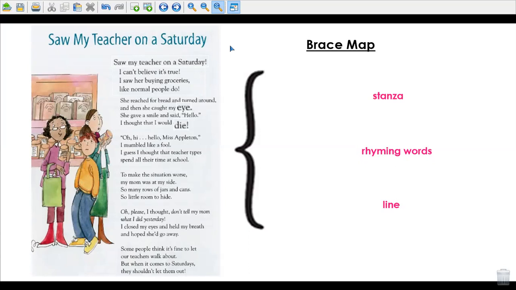Saw my teacher on a Saturday. Saw my teacher on a Saturday? I can't believe it's true. I saw her buying groceries like normal people do. She reached for bread and turned around, and then she caught my eye. She gave a smile and said, "Hello." I thought that I would die. "Oh, hi. Hello, Miss Appleton," I mumbled like a fool. I guess I thought that teacher types spend all their time at school. To make the situation worse, my mom was at my side. So many rows of jars and cans, and so little room to hide. Oh, please, I thought, don't tell my mom what I did yesterday. I closed my eyes and held my breath and hoped she'd go away. Some people think it's fine to let our teachers walk about, but when it comes to Saturdays, they shouldn't let them out.